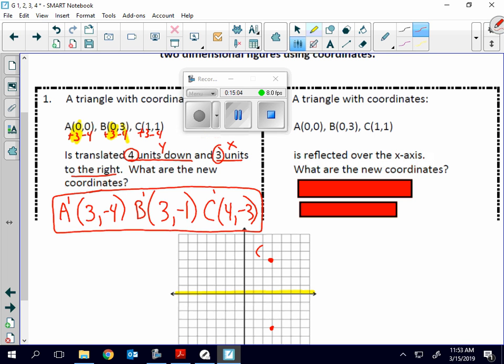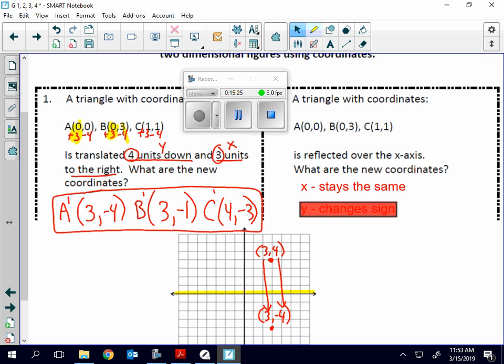The first point is at 3, 4. And the next one is at 3, negative 4. So the variable that changes if it goes over the x-axis is the y. The x still stays a 3, the y just gets changed to the opposite side. Okay? What I want you to write down is this stuff here. If we're going over the x-axis, the x stays the same, and the y changes the sign. Pause the video if you need to.